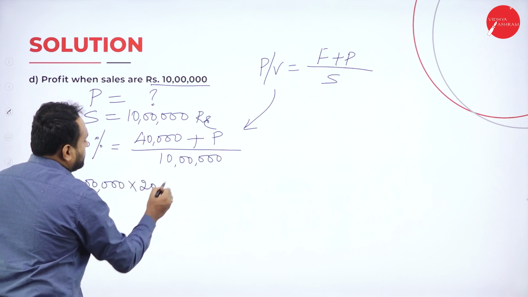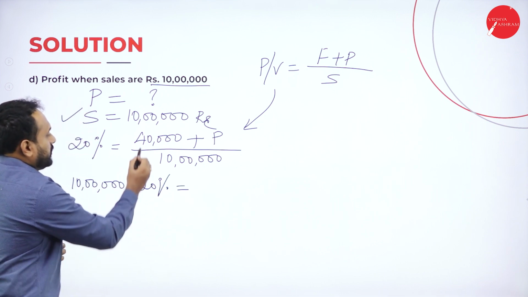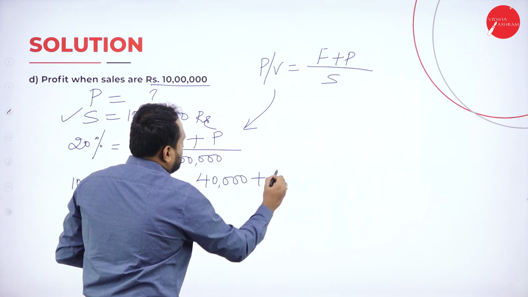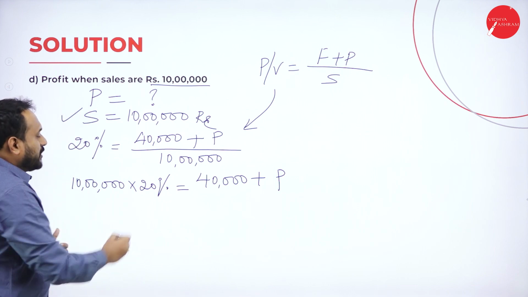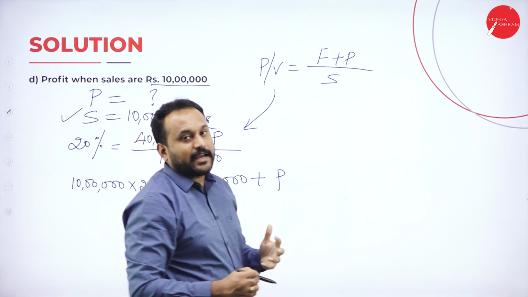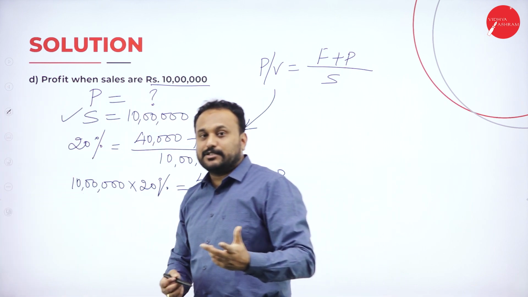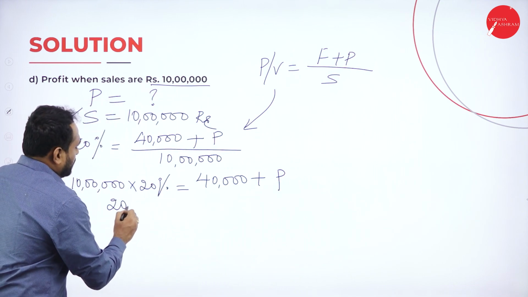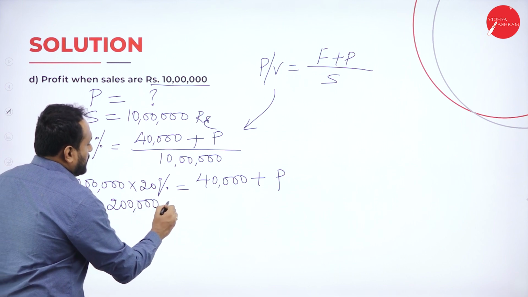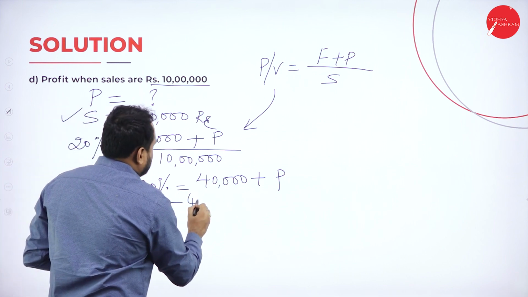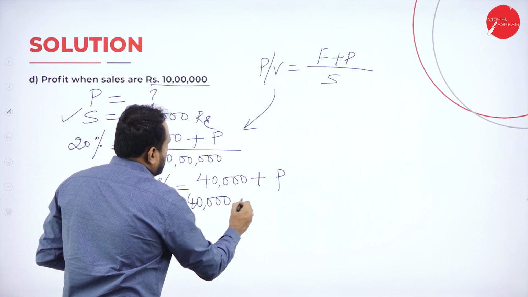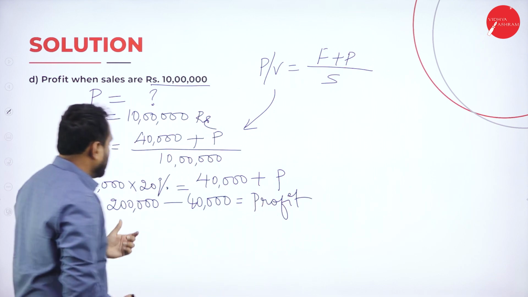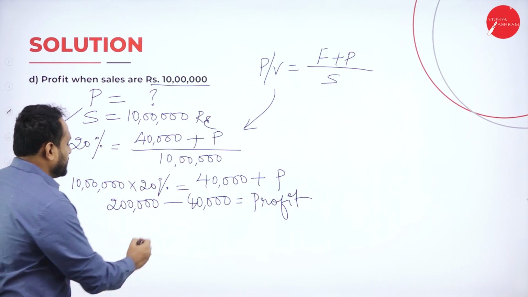That means 10 lakh into 20% is equal to 40,000 plus profit. Now 10 lakh at 20%, 1 twos are 2, in the sense 2 lakh is what it is. So here I'll write 2 lakh, this 40,000 will come here, minus 40,000 is equal to profit. So here 2 lakh minus 40,000 is how much?